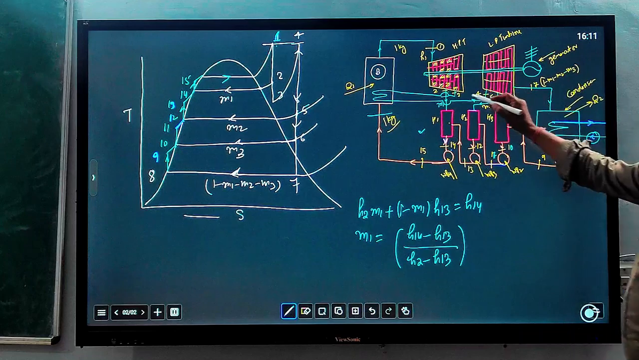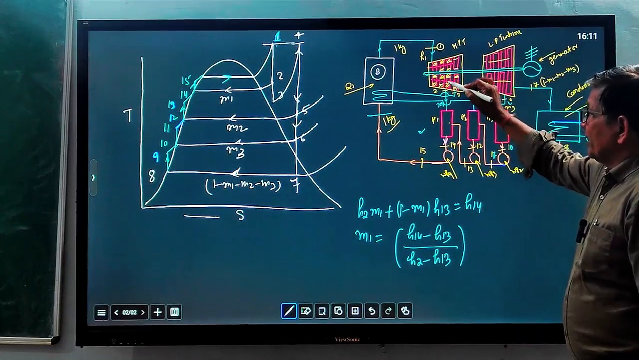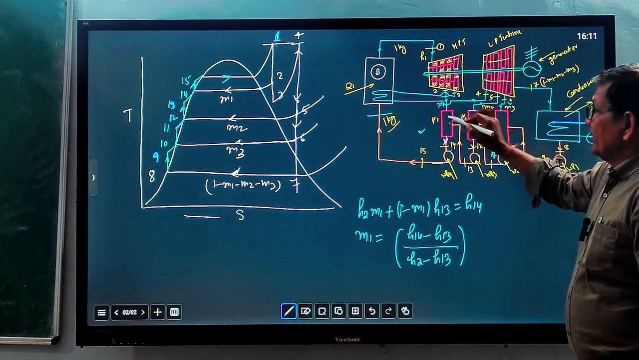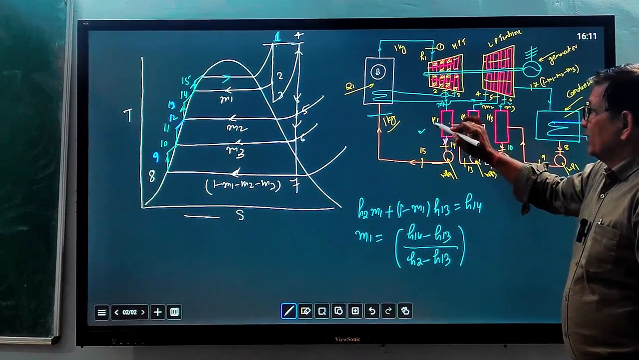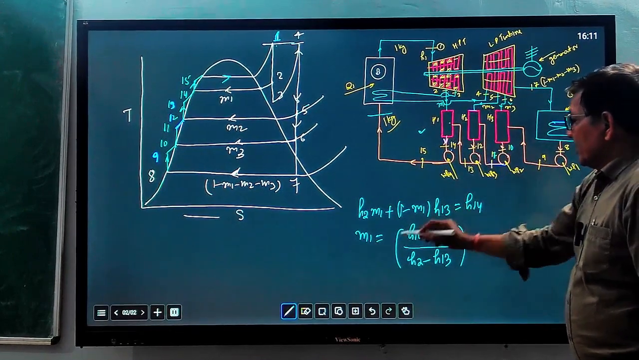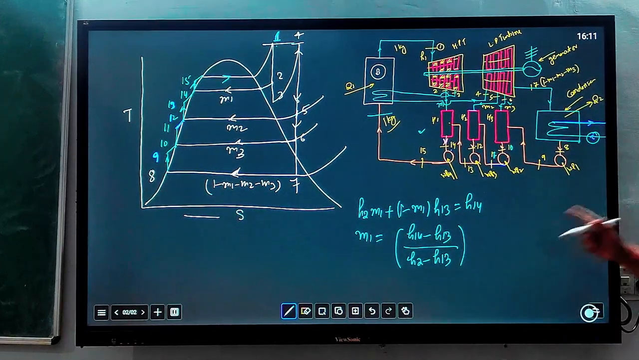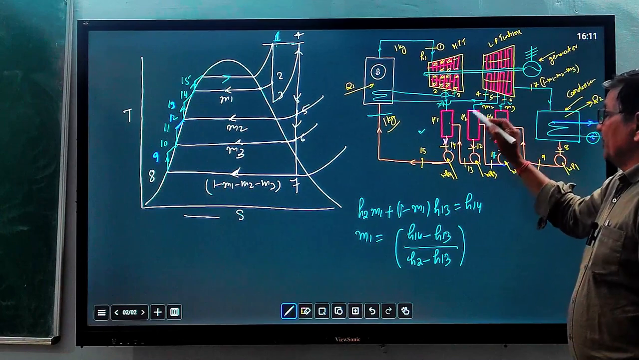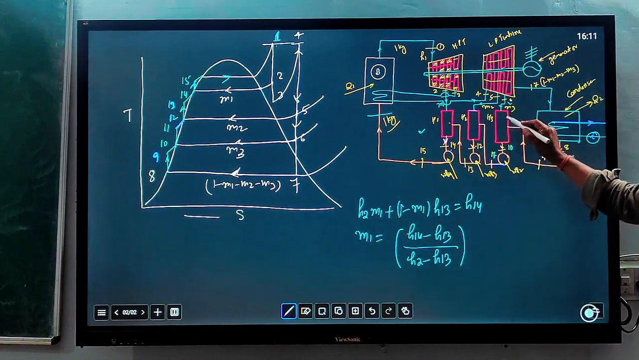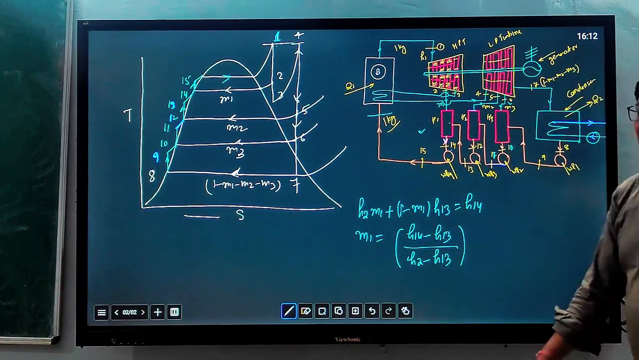M1 is the quantity of steam taken from the turbine at state 2 for regenerator 1, or feedwater heater 1, and it can be calculated using this mass and energy balance equation. Once you get M1, then you can find M2 in terms of M1, then you can find M3 in terms of M1 and M2.